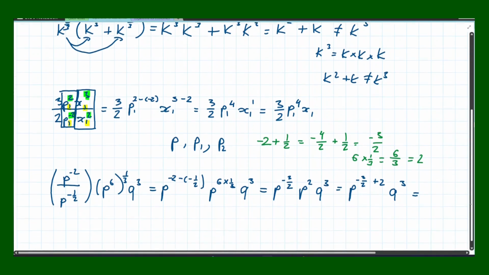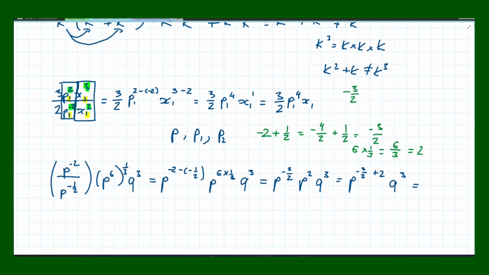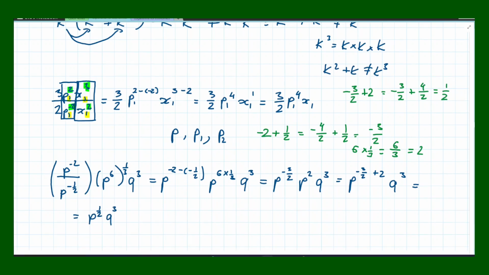Make a bit more space again. Also switch color, and I'm going to do minus 3 over 2 plus 2 on the side up here. So minus 3 over 2 is going to stay as it is, plus 2 is 4 over 2, and that's together going to make it a half. So the final power of P is going to be P to the half, and Q is just going to stay 3, right? This was our last exponents question.